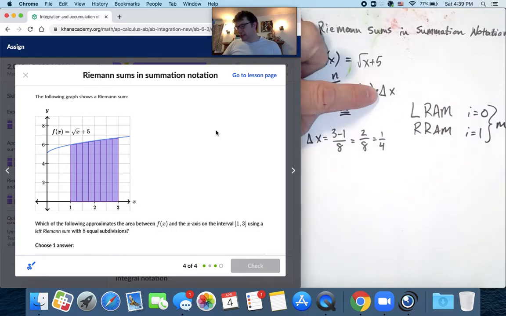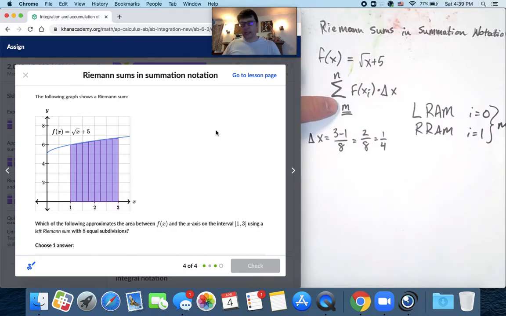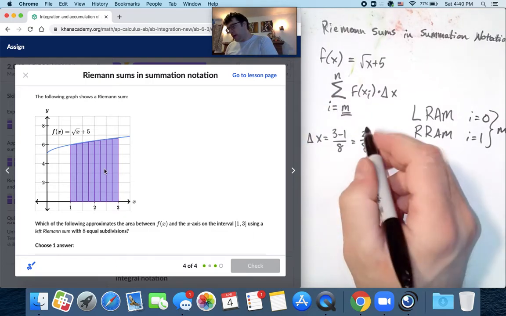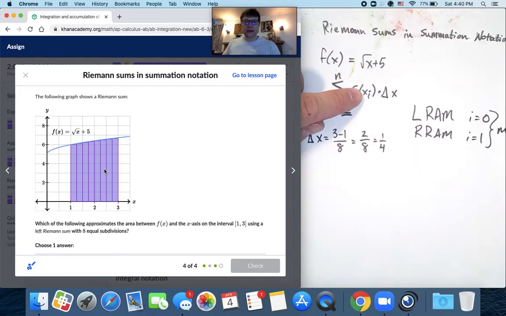So we've got delta x, it's 1/4. It's an LRAM. I know it's an LRAM because when I look at these rectangles, the rectangles are formed where the left corner touches the function. So from the left side, we form the rectangle. This is an LRAM, a left Riemann approximation method. We need to figure out our f of x sub i. We know what f of x is, but f of x sub i is the key thing.